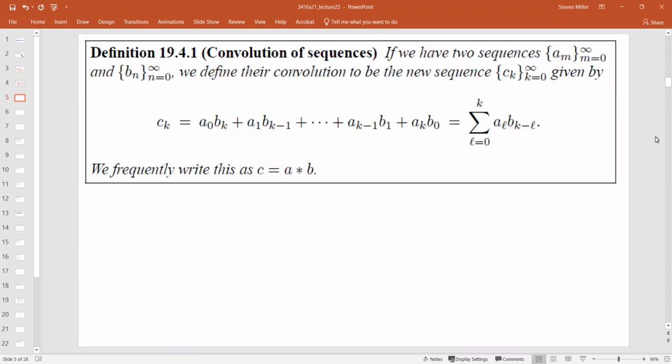All right, so the next is convolution of sequences. We've seen convolution before for functions, and this is the discrete version. So we say we have two sequences, A_m and B_m. We define their convolution as C_k is A_0 B_k plus A_1 B_{k-1} all the way to A_k B_0, or equivalently, this is just the sum of A_l B_{k-l}, where l goes from 0 to infinity.